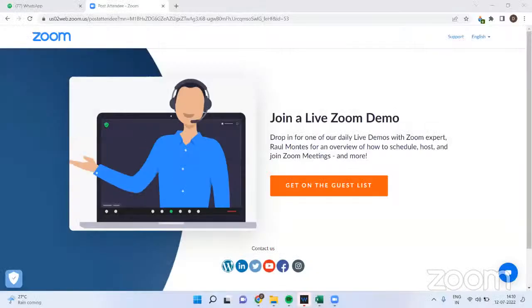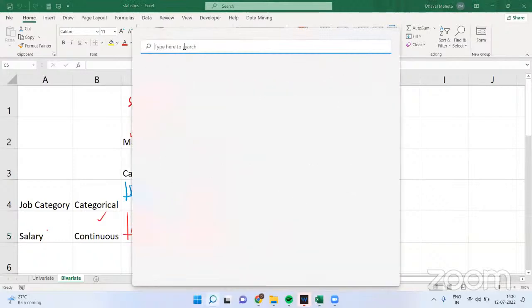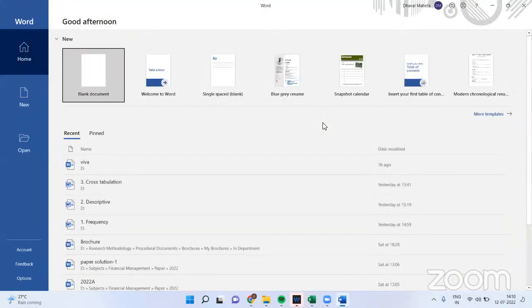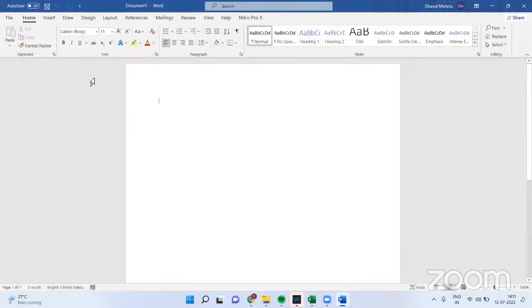I'm sharing the screen with you. Will others please mute the mic? So we had stopped here yesterday where we were talking about descriptive statistics. Today we will understand inferential statistics. What is the difference between descriptive and inferential? Descriptive statistics tells about the sample, but inferential statistics tells about the population.